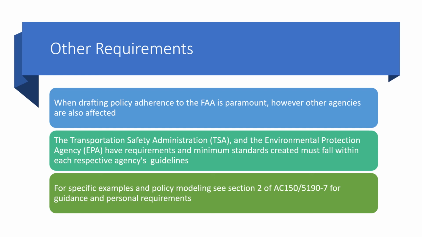When drafting the policy, adherence to the FAA is paramount. There are also other agencies affected. The Transportation Security Administration and the Environmental Protection Agency also have requirements and minimum standards. So you want to make sure that not only are your minimum standards within the window of FAA compliance, they're also within the window of TSA and EPA standards. For specific examples of policy modeling, you can see Section 2 of this advisory circular, where there are particular questions that airports may ask themselves based on the main type of operation at their airport.